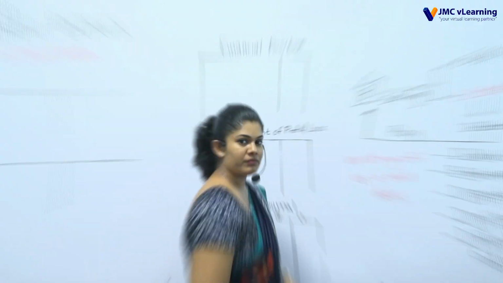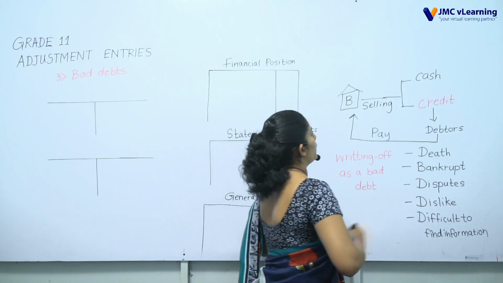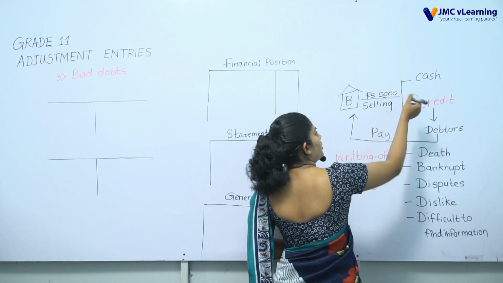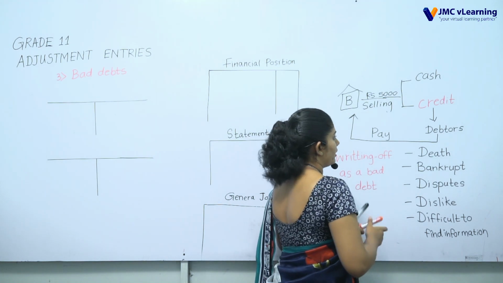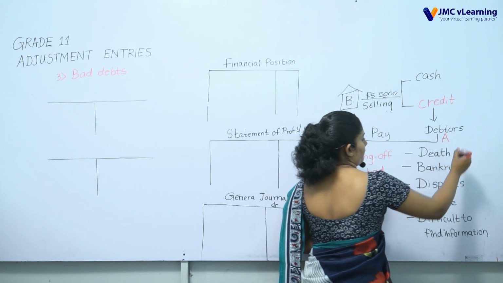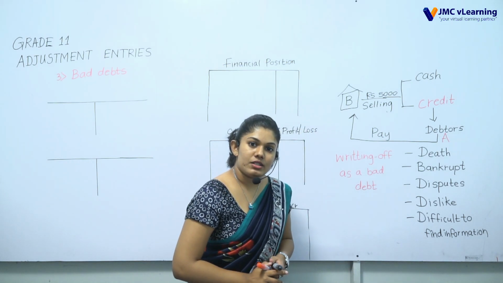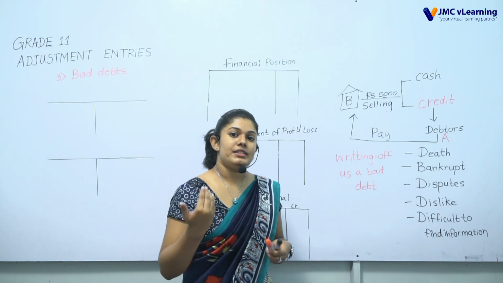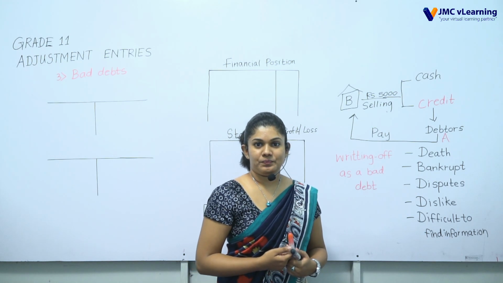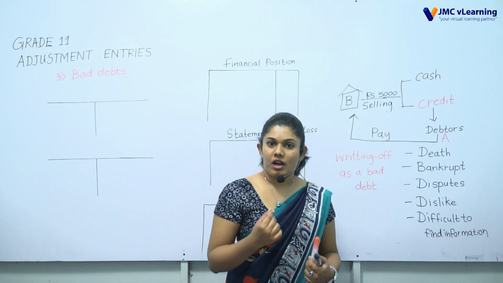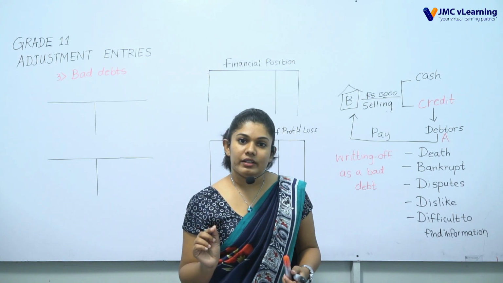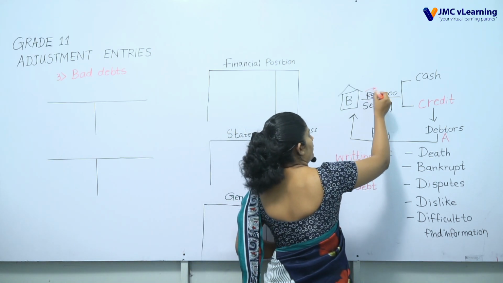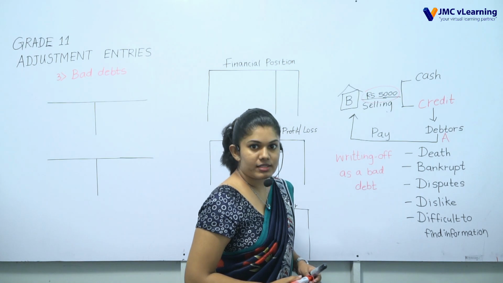We are removing that debtor from our accounts. How can we do that? Let's assume I'm selling goods worth 5,000 to a certain person, debtor A. After 3 months, I get news: Mr. A is dead by an accident. So I have to decide now my debt cannot be recovered. That means it's a bad debt. This 5,000 is a bad debt.